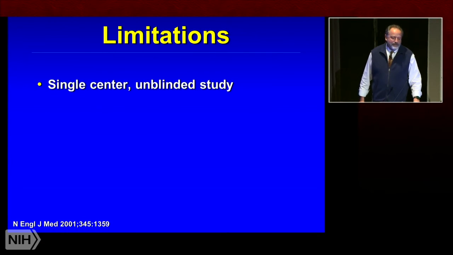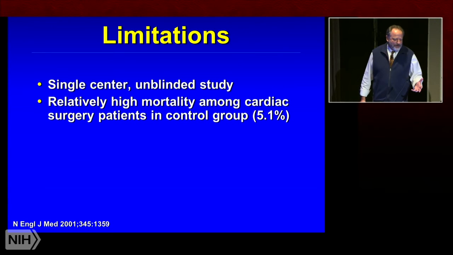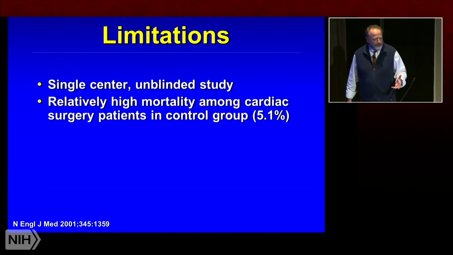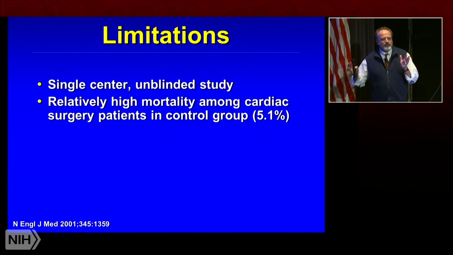So it was a single-center, unblinded study. And the thing that's funny about it is it had a relatively high mortality rate. In the state of Massachusetts, there are 11 intensive care units. If any of them had this high a mortality rate, they would all be shut down. This is 5%, more than double the normal mortality rate for this procedure.